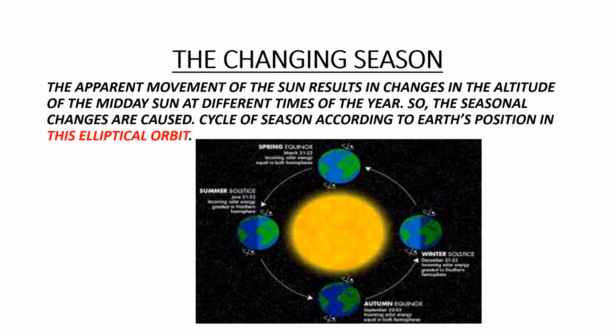The changing seasons, you can see the figure. On top we have the spring equinox. On the left hand we have the summer solstice. At the bottom we have the autumn equinox, and on the right hand side we have the winter solstice.